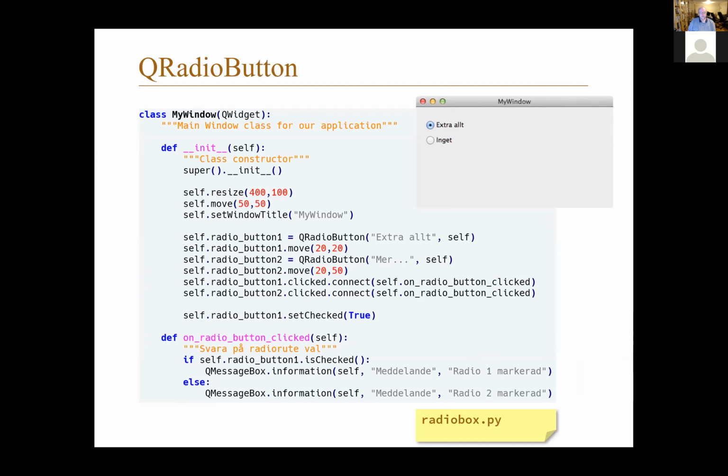The radio button, the same thing here. A radio button is a special checkbox where only one of the buttons can be checked at the same time. So in this case, I have two radio buttons and only one of them can have the check state at the same time. It has the same kind of controls that the checkbox has.